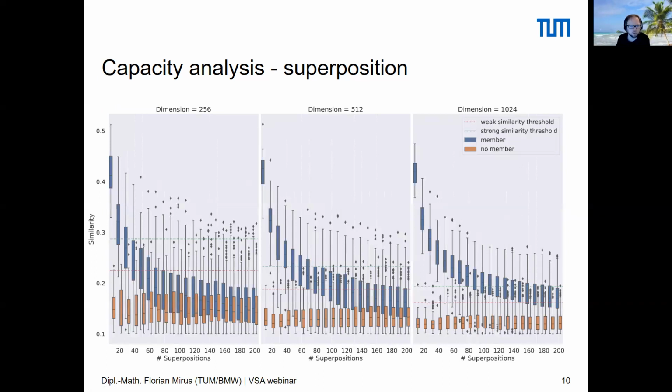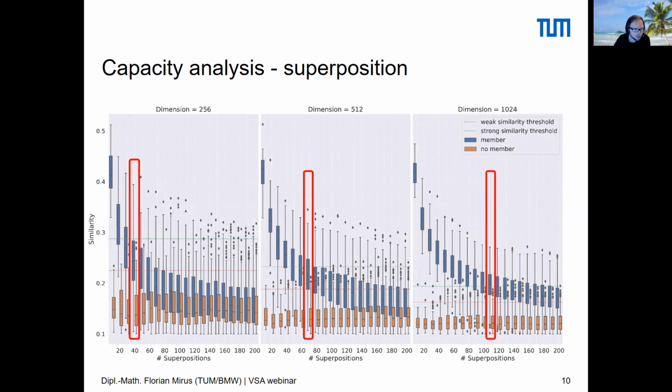And this is a plot for 256 dimensional vectors, 512 dimensional vectors, and 1024 dimensional vectors. As we can see, on the x-axis we have the number of superpositions, and on the y-axis the similarity. The blue box plots indicate the members, and the orange box plots indicate the non-members.